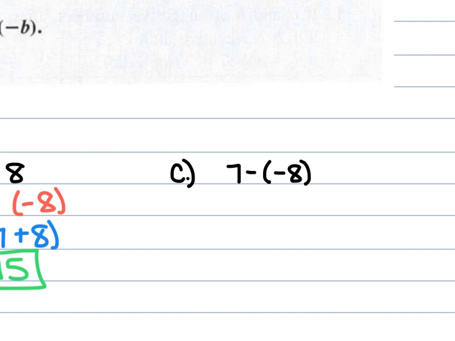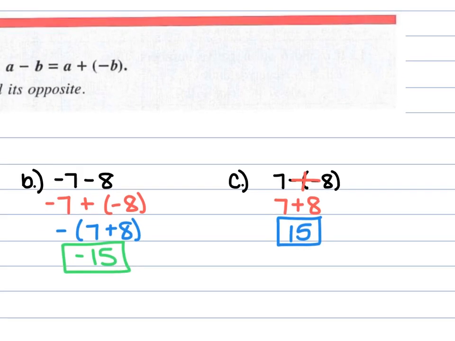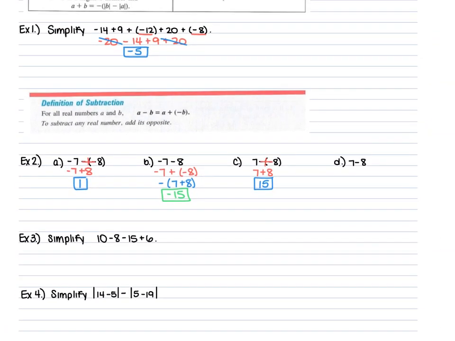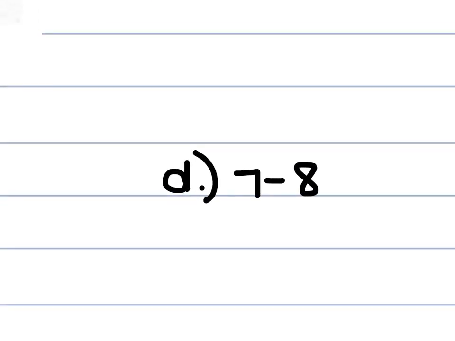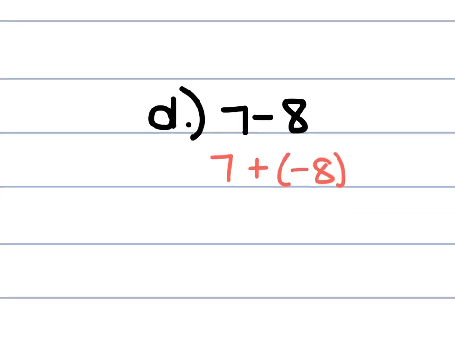For C, we have 7 minus negative 8. So again, those two negatives next to each other turn into a positive or a plus, giving us 7 plus 8, which gives us 15. So for D, we have 7 minus 8, so we can rewrite this as 7 plus negative 8. You have two different signs. The sign in front of the larger number, which is the 8, is negative, and then subtract the two, so negative 1.